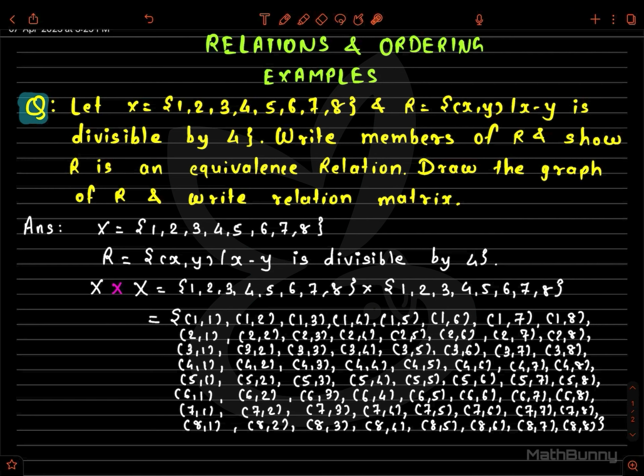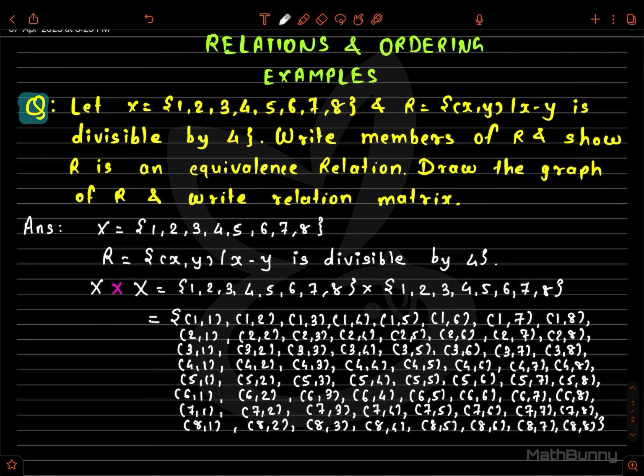In today's lecture, we are going to continue with the examples based on relations. Here the question is, let X equals {1, 2, 3, 4, 5, 6, 7, 8} and R equals {(x, y) : x minus y is divisible by 4}. Write members of R and show that R is an equivalence relation. Draw the graph of R and write the relation matrix.